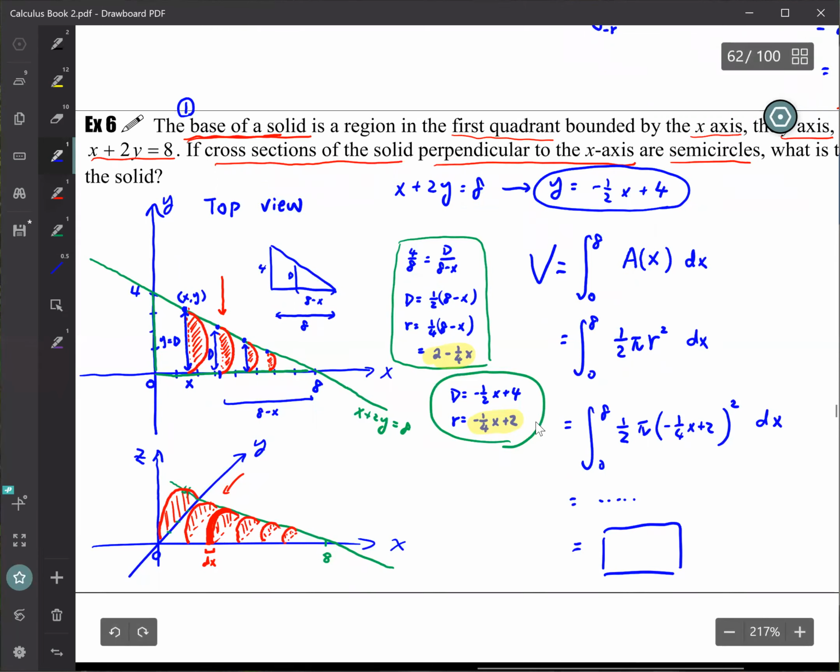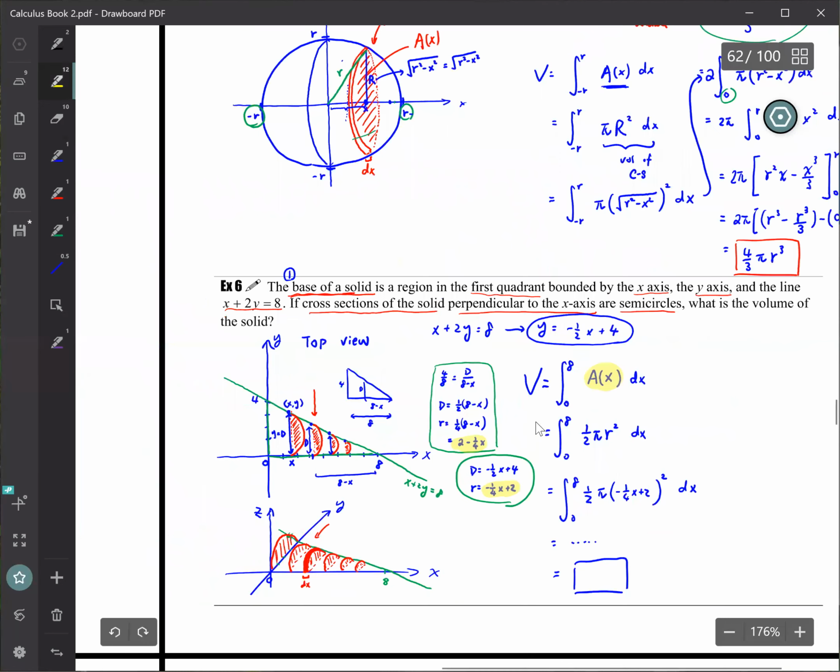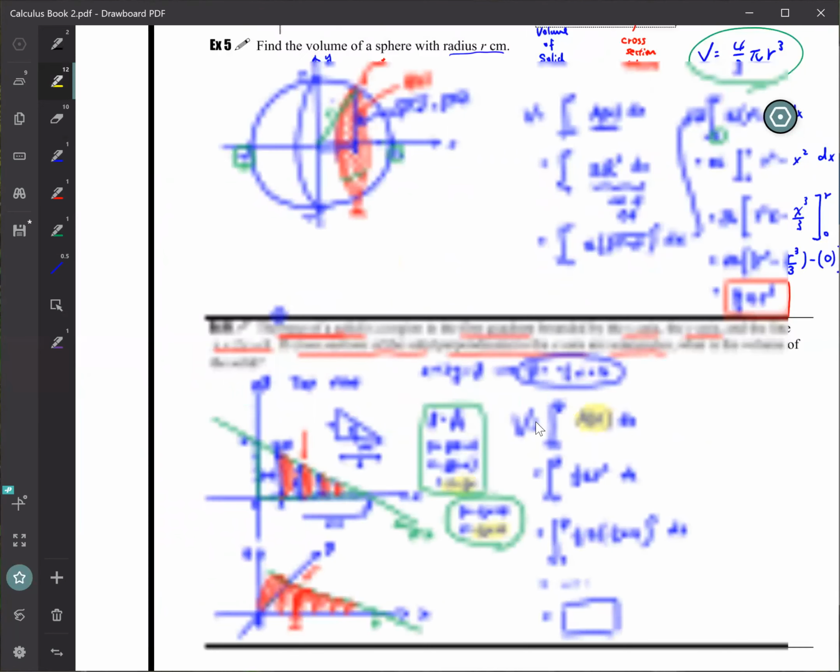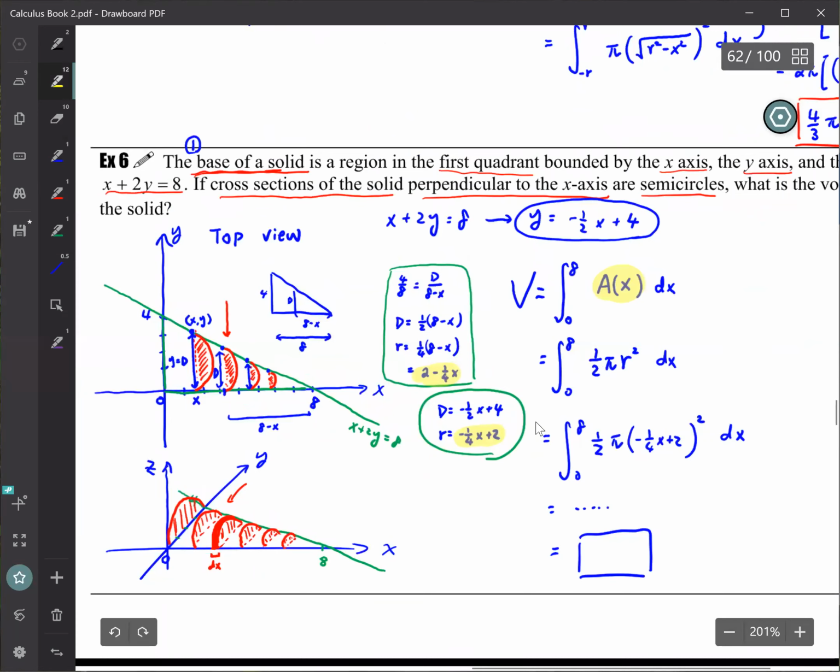So the question can change, okay? This area, A of x, let me highlight it. The A of x here, the yellow highlighted. So far, the first example was a circle, a sphere. This example is a semicircle. But I could also change it. They could say the cross section is not a semicircle, it's a square. Okay, the cross section is a square.